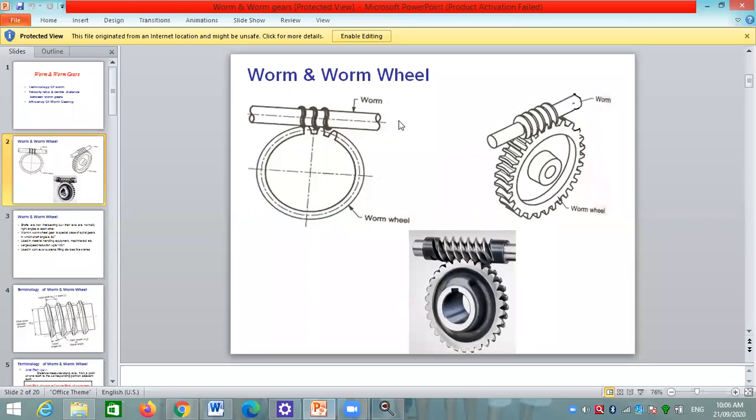Self-locking means if we give the input to the wormwheel, then the worm will not rotate. This is called self-locking. And non-reversible means when input is given to the wormwheel, the worm will not rotate. These are the advantages of the worm and wormwheel. And the operation of the worm and wormwheel is smooth and quiet.